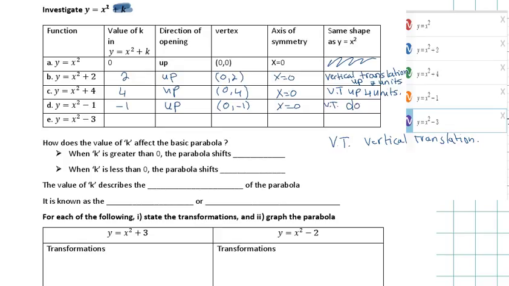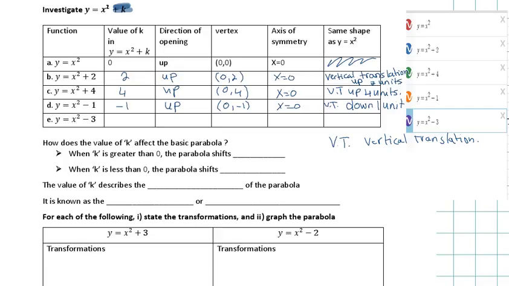Okay? This is where you say down. You're moving it down, okay? You're taking it down because of the negative. Do you always have to state the number of units? Yes. When you're doing vertical translation, you have to state the number of units. So when you're saying vertical translation, you have to say how many units up or down.